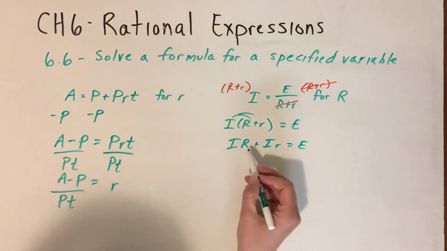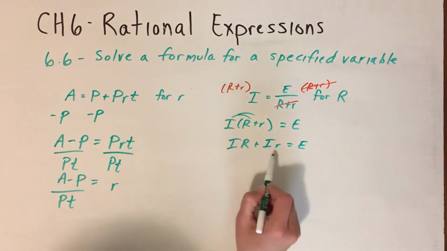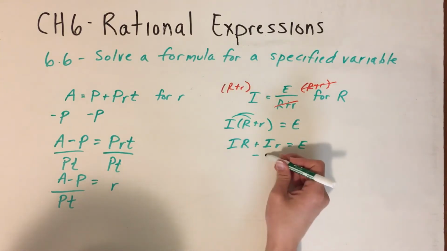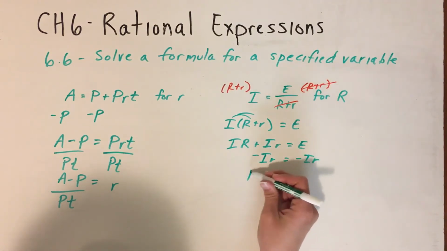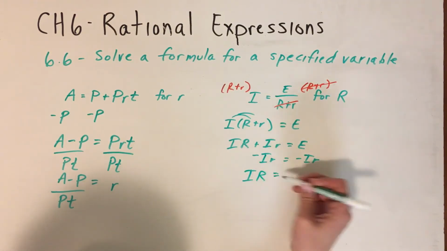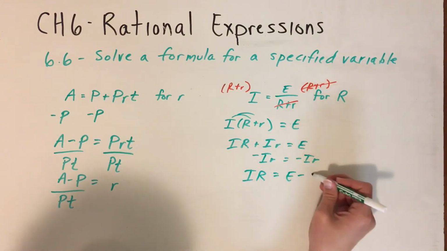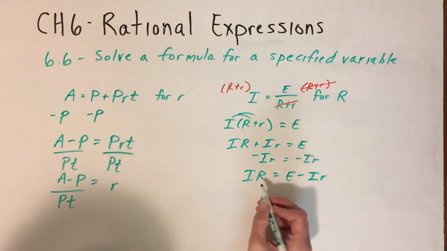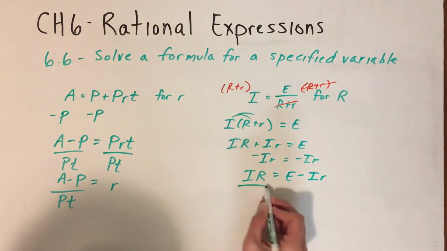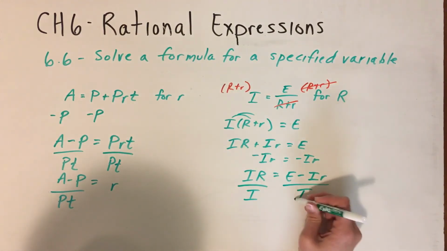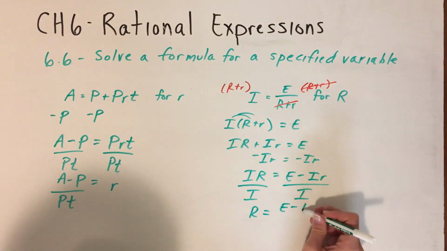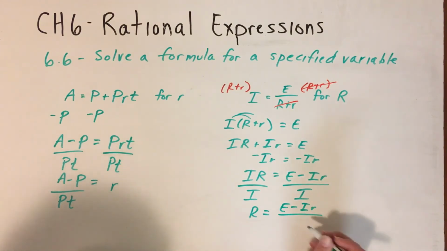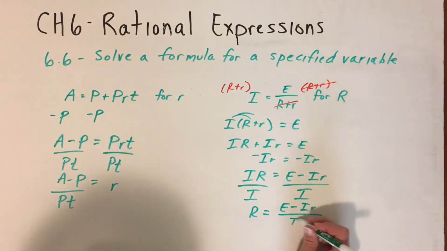I can undo any addition or subtraction first, so this R has this I connected through multiplication and this IR through addition and subtraction, so I'm going to subtract it from both sides. So I have that IR is equal to E minus I little r, and then to get this big R by itself, I want to divide all of that by I. So big R is equal to E minus big I little r over I.